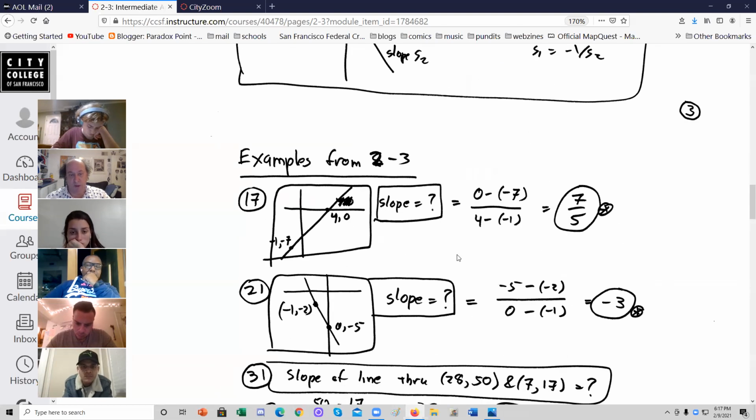Now, we have some examples. You have a line going through (-1, -7) and through (4, 0). What's the slope? Well, all right, fine. y2 minus y1, 0 minus -7, over x2 minus x1, 4 minus -1. That comes out to 7/5.